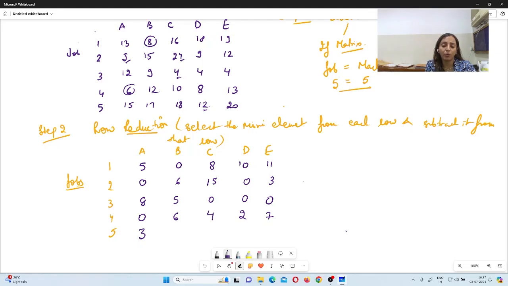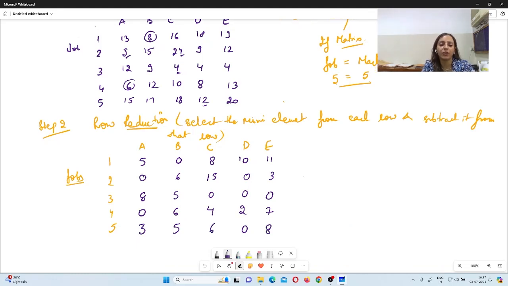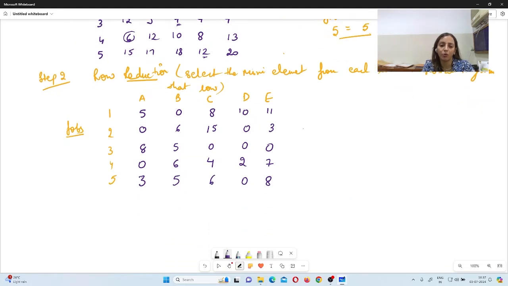And remember, you don't have to take the minus in one. Okay. 17 minus 12, that will be again how much? 5. 18 minus 12, that will be 6. 12 minus 12, that will be 0. And 20 minus 12, that will be 8. So in this way, we have done the first step, that's the row reduction.